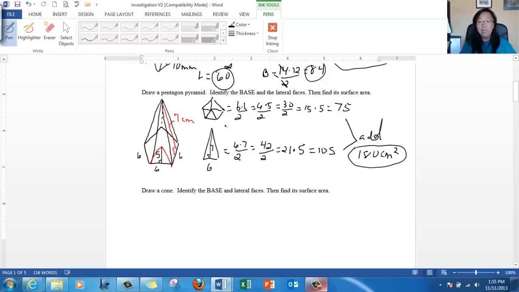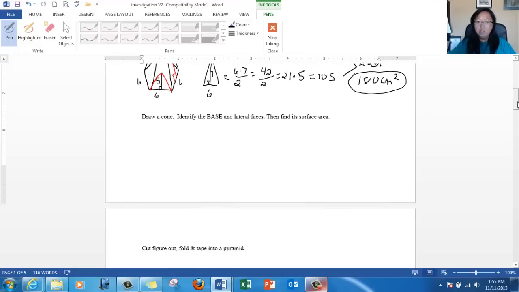I just want to give you a caution. The most common mistake in doing this shape is forgetting to multiply by 5 here, doing one triangle, getting 15 and stopping. Another common mistake here is doing this triangle, getting 21 and stopping, forgetting to multiply by 5. Be careful with these pentagons, okay?